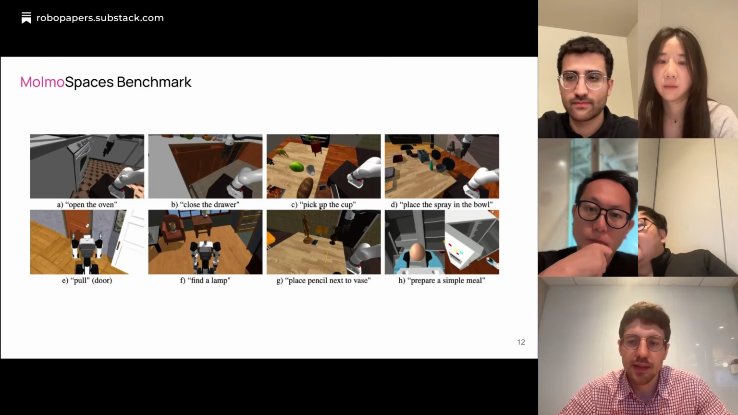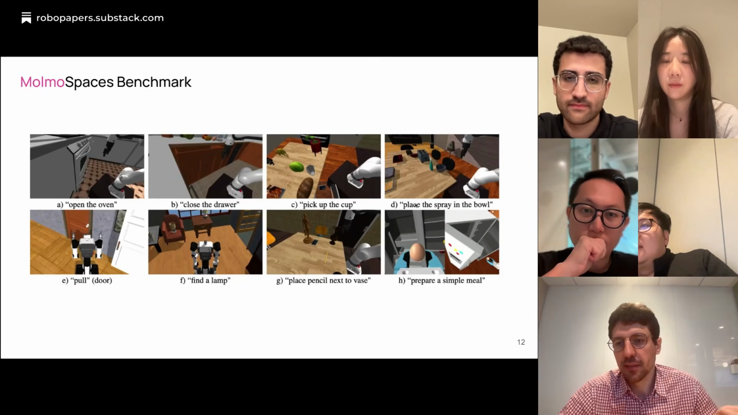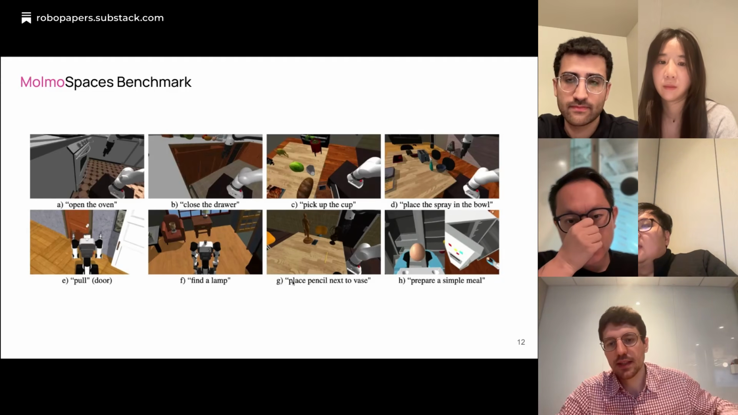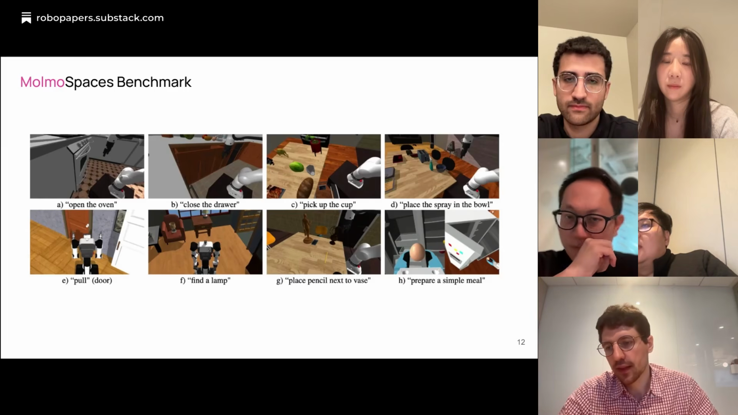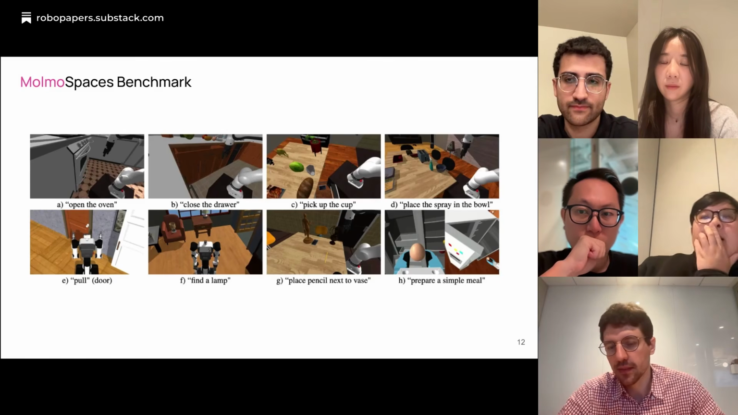So C is just pick up without placing something anywhere. D is picking up and placing inside of a container. And G is picking up and placing next to something. So the way the reward function is defined is a bit different.